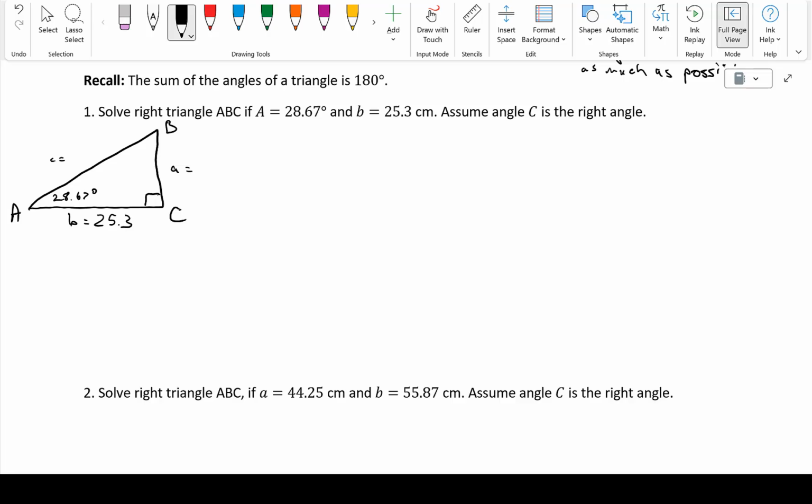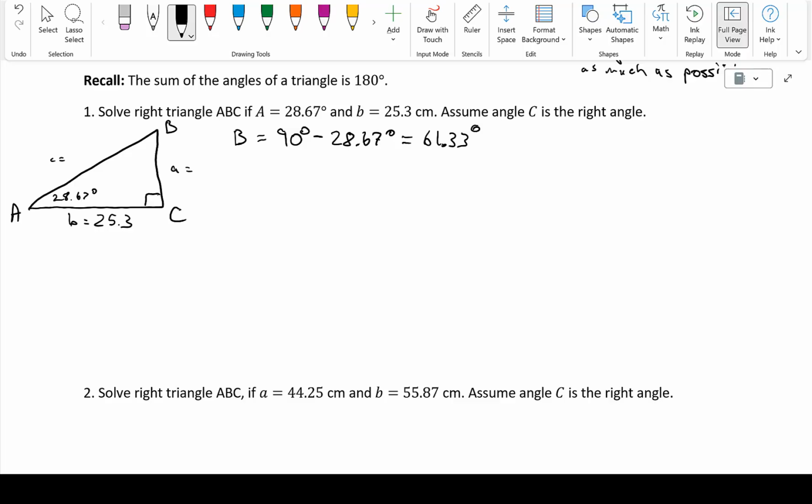So the easiest thing for us to find first would be angle B. We know that the measures of the angles of a triangle sum to 180. Since we've got a right triangle, we have that 90-degree angle on the bottom. So B is just 90 degrees minus angle A, right? Those two have to add up to 90 degrees as well, so the whole total is 180. So we want to get 61.33 degrees here for angle B.